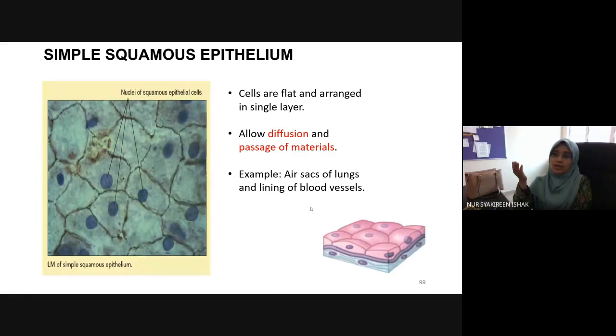Tapi kalau untuk artery dengan vein, dia akan ada lagi 2 layer. So maksudnya artery dengan vein akan ada 3 layers of tissues. Itu yang kita akan tengok nantilah chapter seterusnya. Okay, dalam chapter cardiovascular, alright, in semester 2.